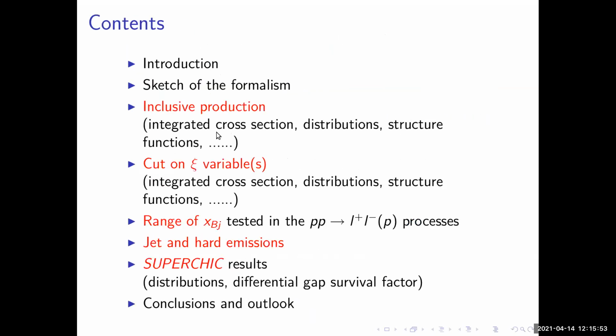So the content of my talk: I will be talking about inclusive production a little bit, show some integrated cross-section distributions, and say a few words about structure functions. Then I will go to the case with the measurement of the proton, the case when cuts on the psi variable are imposed. Then I will discuss the range of Bjorken x tested in such processes. Then I will talk about jets and hard emissions. And then I will say a few words about results based on SuperChic, where we also look at the differential gap survival factor.